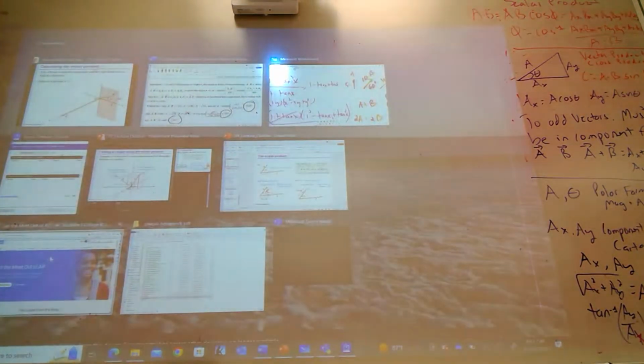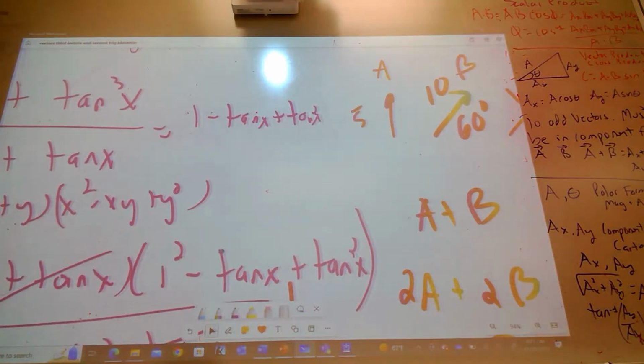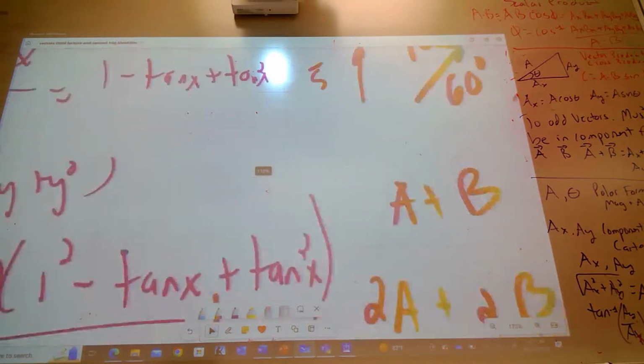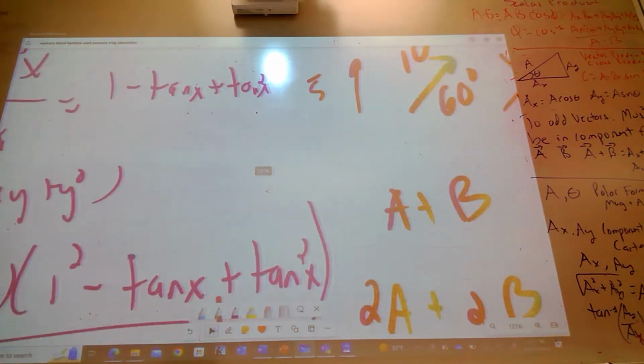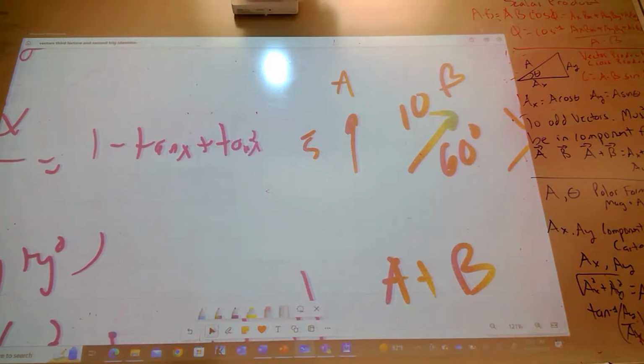Okay, so let's do some problems. First, just as a review, it's all crammed in here. I'm going to start with these vectors, A and B, okay? A is vertical, going up. It has a magnitude of 5. B has a magnitude of 10, and it's on an angle of 60 degrees. So I want you just to tell me A plus B.